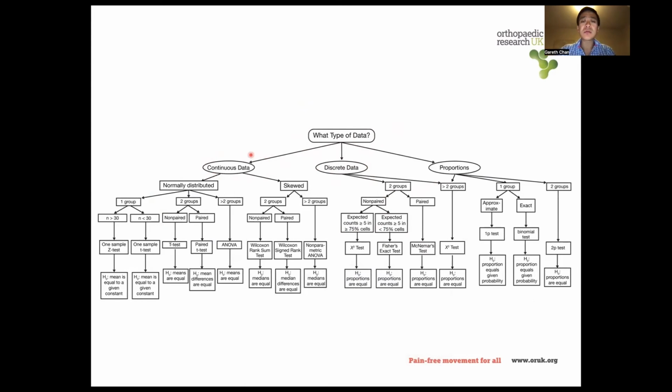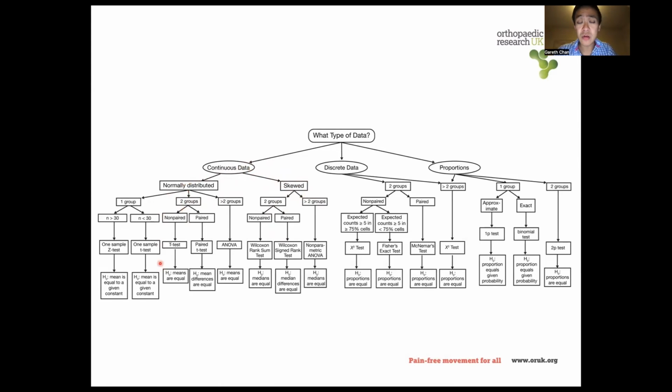our continuous data. Most data that we measure in orthopedics, in terms of time to theatre, days to death, length of stay, that's all continuous data. And then we think, is it normally distributed or is it skewed? With small samples under 50, it is almost certainly not normally distributed. You can't assume normality in these groups, and you assume it's skewed. And if in doubt, you always assume your data is not normally distributed.